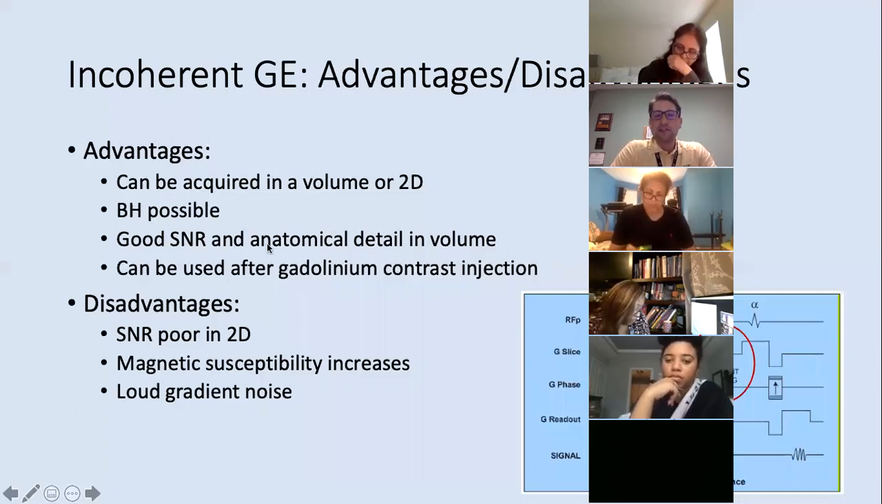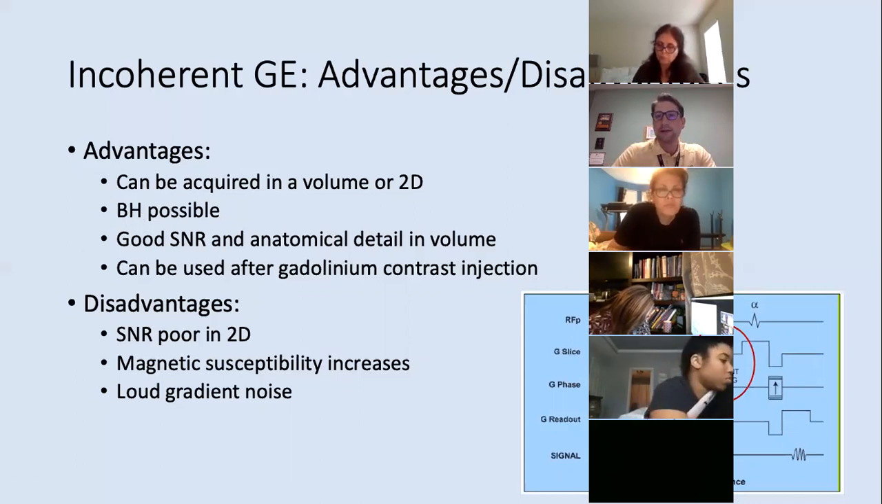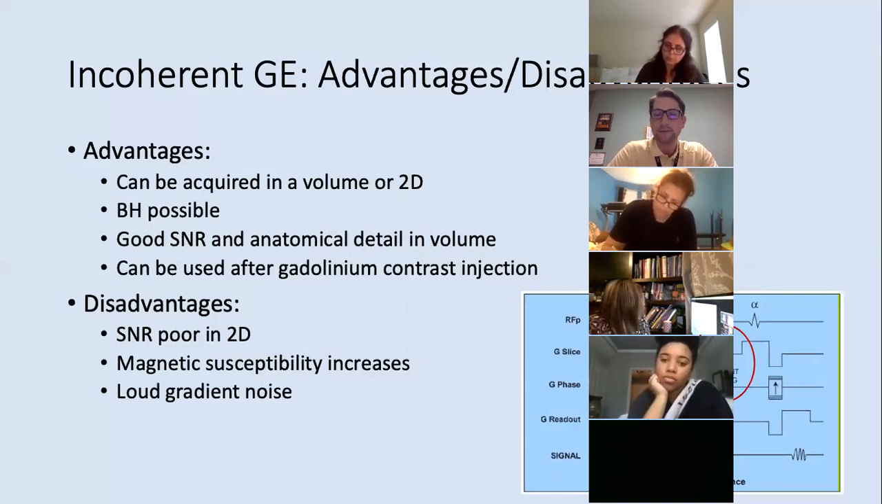All right, some advantages of our incoherent gradient echo, which is a T1. We can be acquired in volume or 2D. So breath holds possible, so we can do these. Typically our VIBE is like a good breath hold T1.